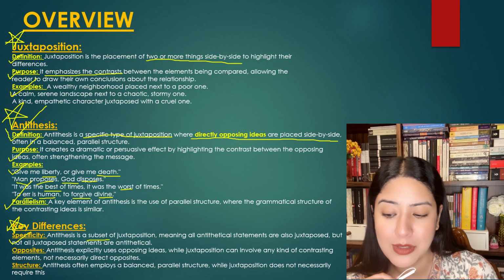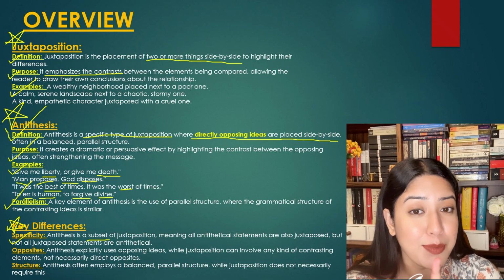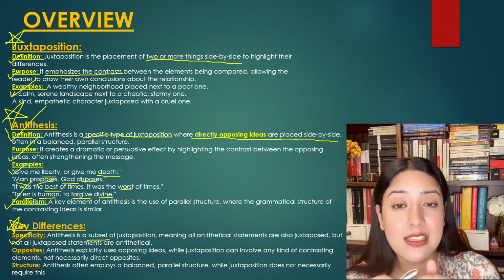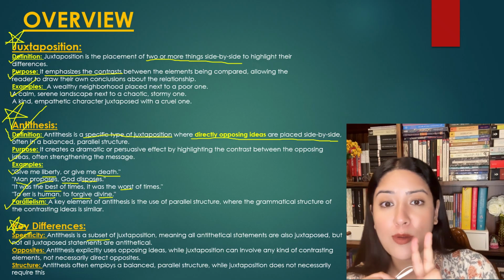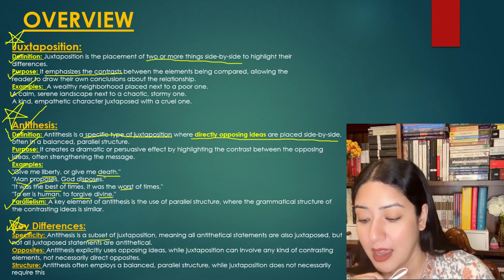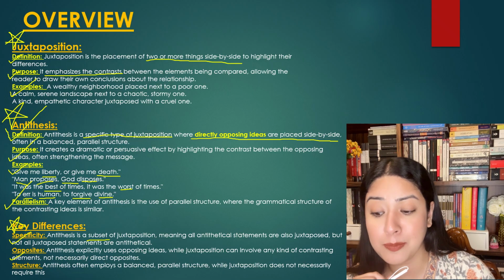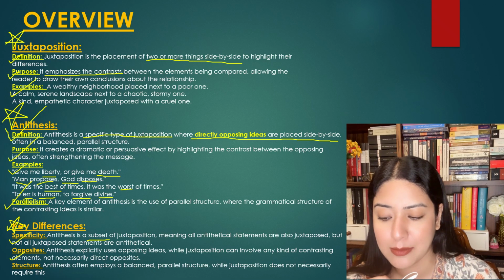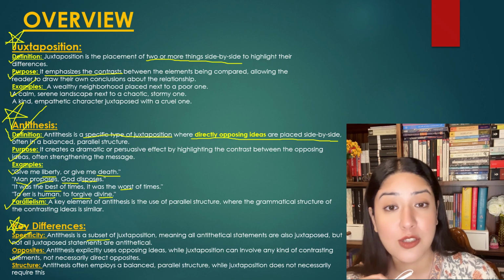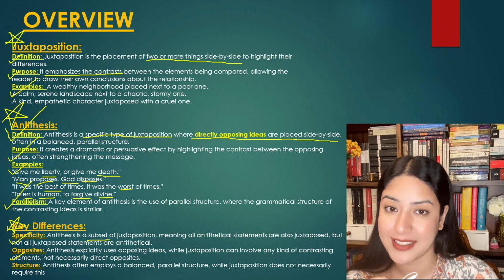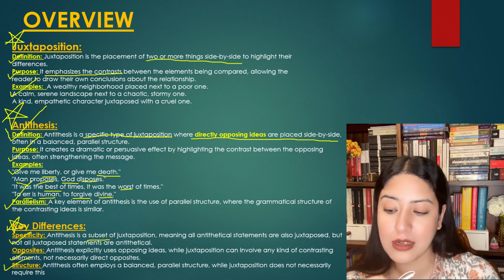But not all juxtaposed statements are antithetical. All juxtaposition, all of it is not antithesis. Juxtaposition can be anything, like I said, but antithesis is specifically direct opposites placed side by side, directly opposing ideas. Then you have opposites. Antithesis explicitly uses opposing ideas, while juxtaposition can involve any kind of contrasting elements, not necessarily direct opposites. Structure. Antithesis often employs a balanced parallel structure, while juxtaposition does not necessarily require this. So this is like the overall differences, okay?